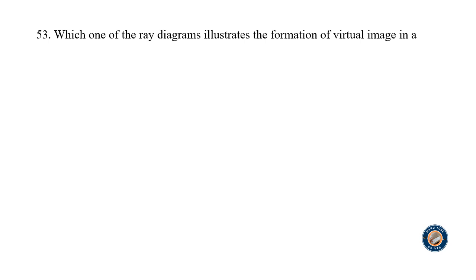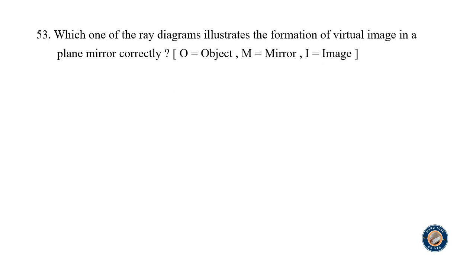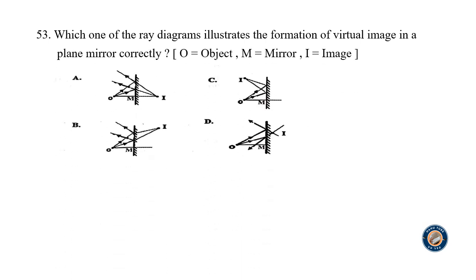Question number 53. Which one of the ray diagrams illustrates the formation of virtual image in a plane mirror correctly? Where O is an object, M is mirror and I is image.